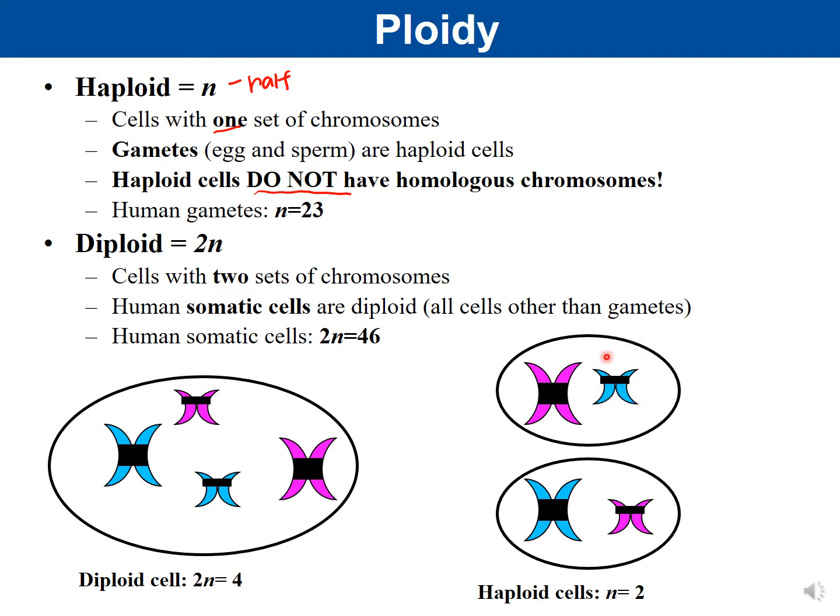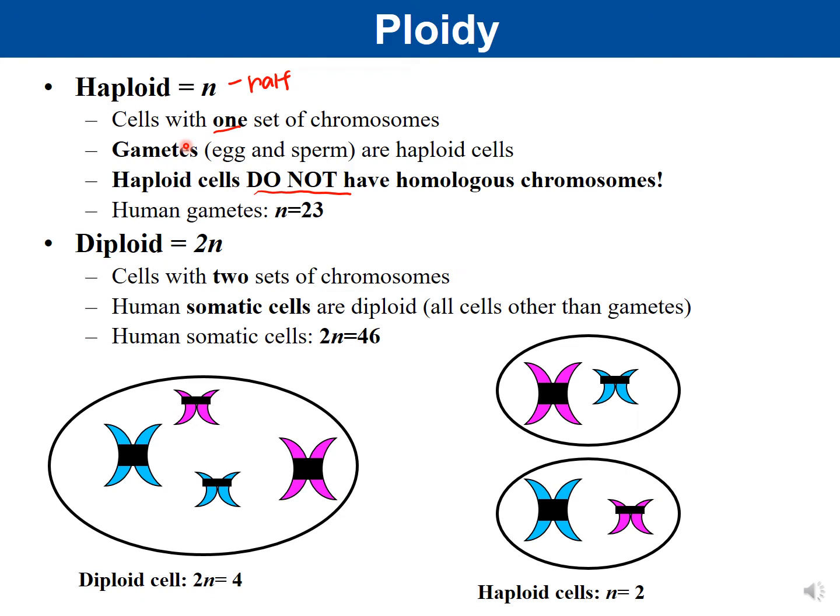The blue ones represent the paternal, which are the ones that come from dad. And so notice that this cell is haploid. It does not have its homologous pair. It has half of its chromosome number, right? Here's one chromosome, here's two. So both of these cells on the right are haploid because they don't have their homologous pairs.